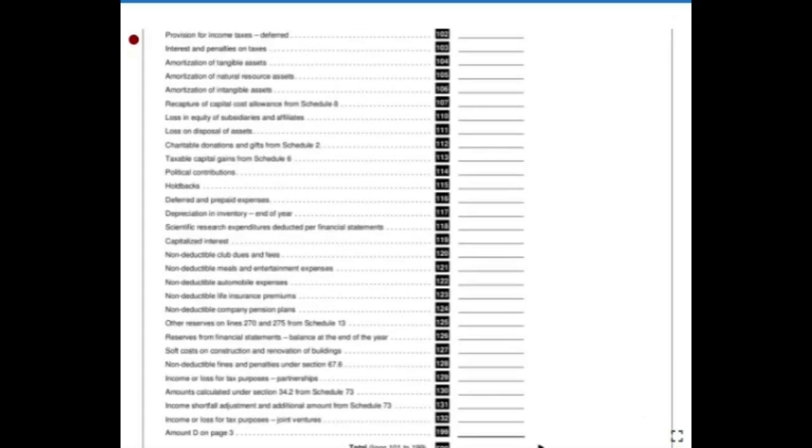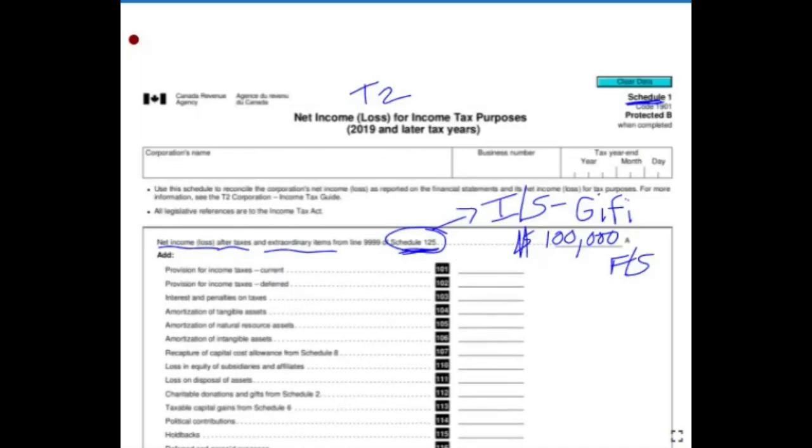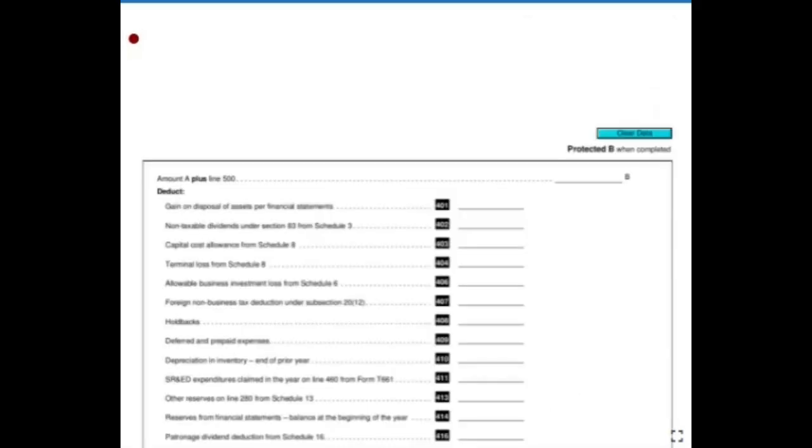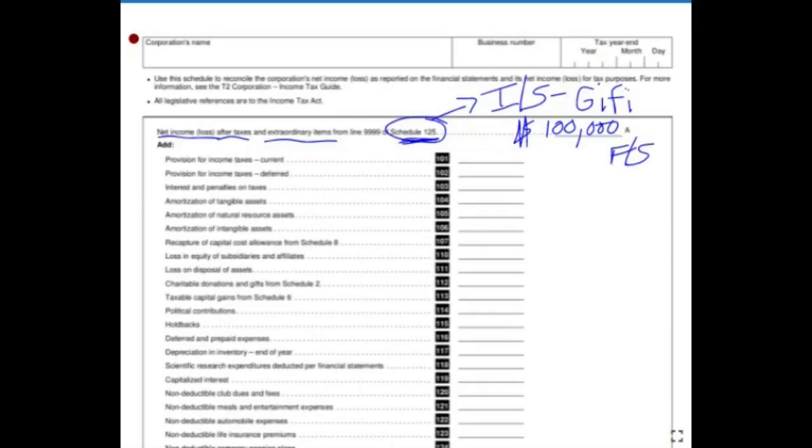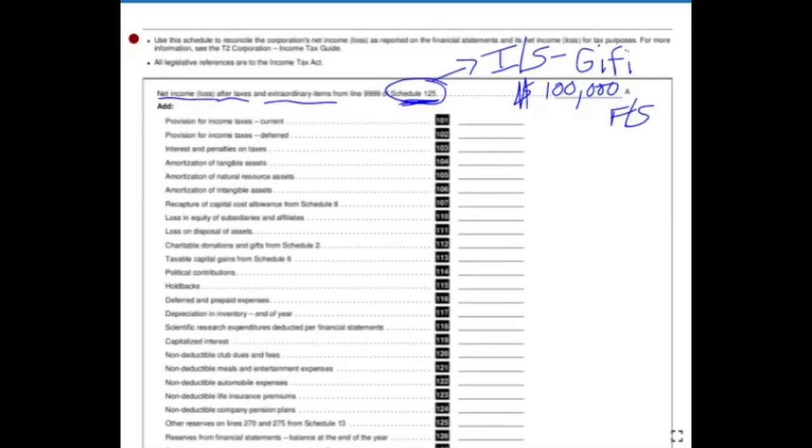So this kind of gives you all the options, and there's probably more here than what we discussed. Non-deductible life insurance premiums. So you add all this stuff, go to the next page, and then we hit deductions. Gain on disposal of assets per the financial statements. So that gain would be 100% of the gain. We have to deduct it, but instead we add the taxable capital gains.